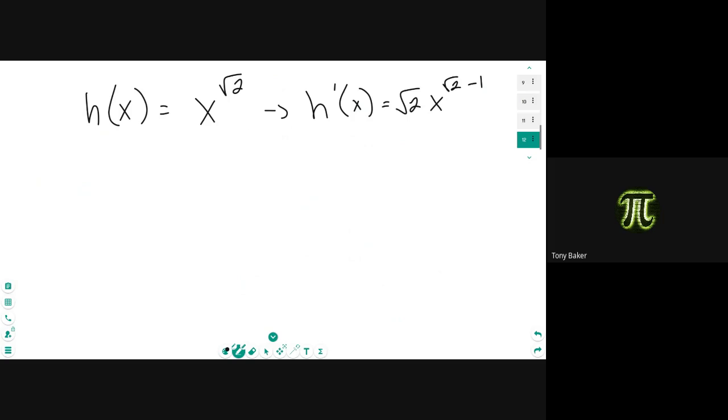I know it looks weird. The power rule is deceptively simple. And it's also one of those that you're going to use now forever. Anything you're doing in calculus, I can almost guarantee you're going to use the power rule.